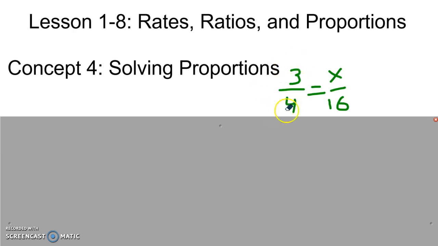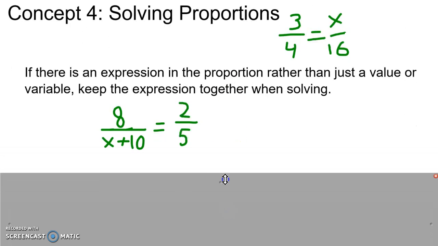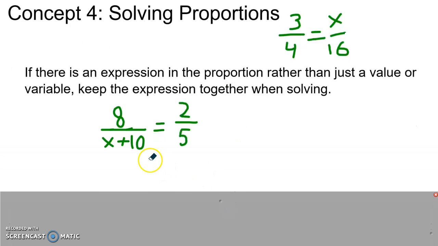We looked at using ratios and solving basic proportions in the first video, and if you have just constants or variables in your ratios, you should be capable of solving those. Proportions can get a little bit trickier when instead of just a variable or a constant you have an expression. The thing to remember is to keep that together, so you can put parentheses around it when you cross multiply.